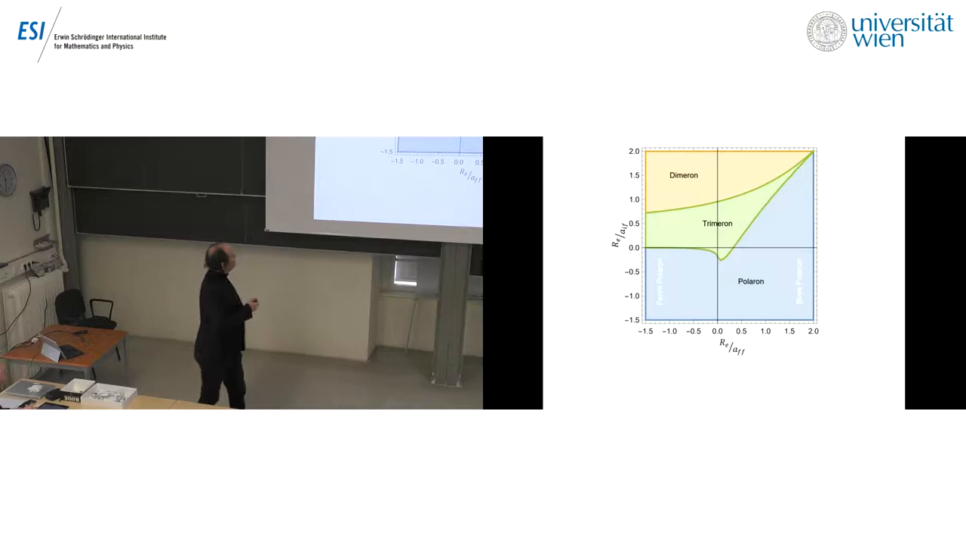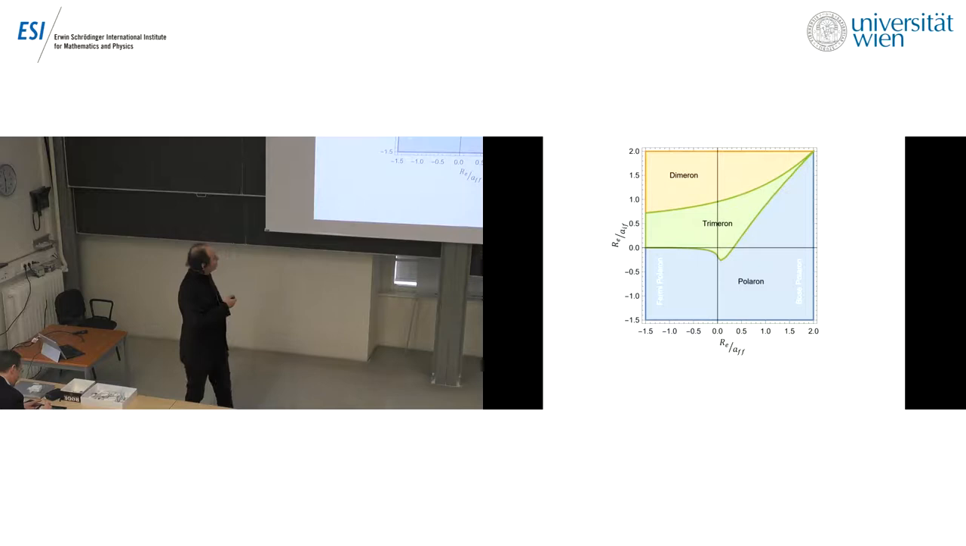So here you have the BEC to BCS crossover because you vary the fermion-fermion scattering length, and there you have the impurity-fermion scattering length. So in this regime, the impurity is very weakly interacting, so we have a polaron. And this polaron will interpolate between the Fermi polaron and the Bose polaron, in the sense that when we go in this direction, we explore the BEC to BCS crossover.